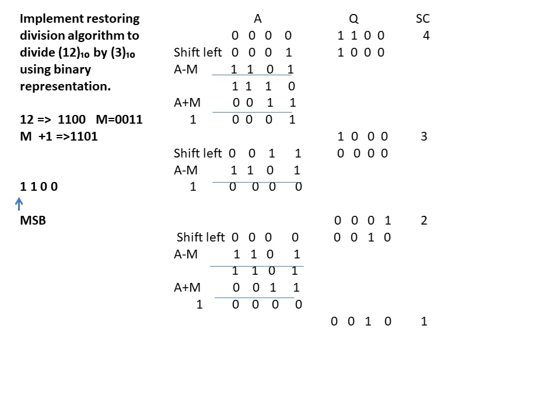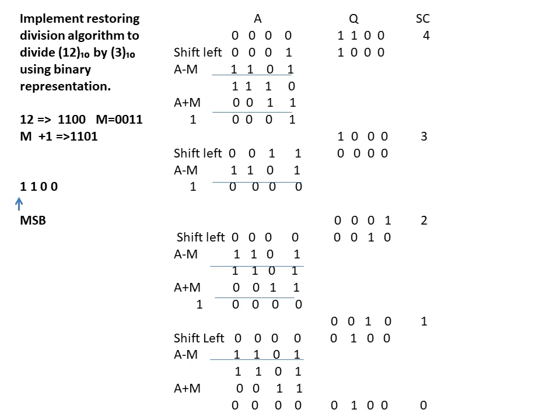Now we have to repeat the same steps. Perform shift left operation. Then we have to perform A minus M. Then we get the result 1101. Since the most significant bit of the result is 1, we have to perform A plus M. So when we perform A plus M, we get the result as all zeros. And we have to decrement the sequence counter. Now it will become 0. And the Q register content is 0100.